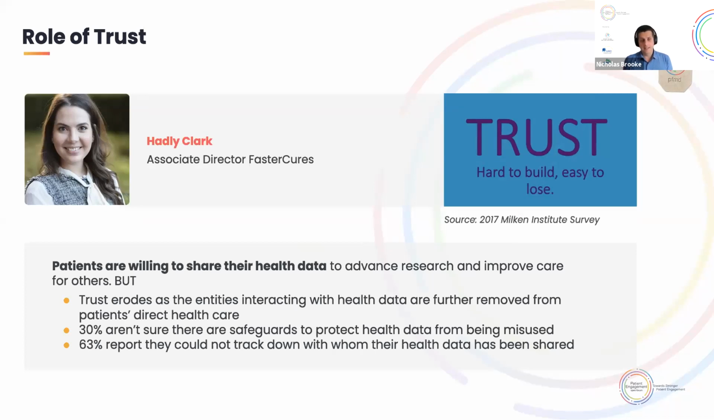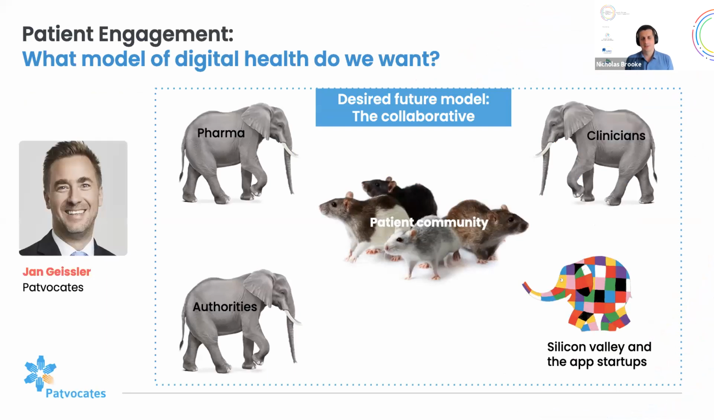And then finally, Jan, who is with us today, came to talk about his passion for elephants. Basically, he was arguing for a new data model with a key role for the patient community, where the patients are really at the center, helping, connecting and harmonizing all the different stakeholders. The model as he presented it will have mice as much smaller in comparison to the elephants.